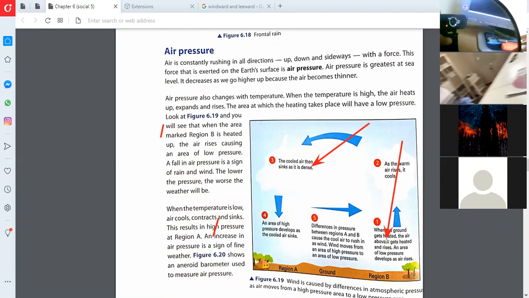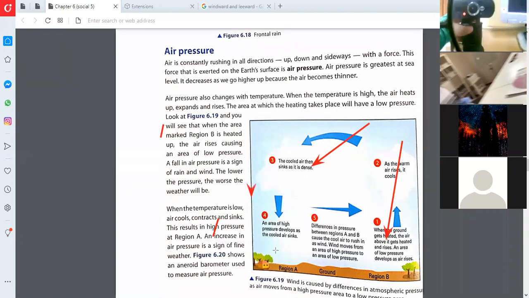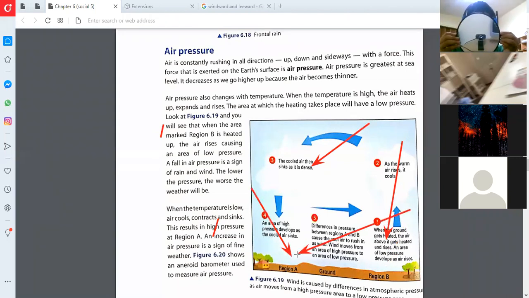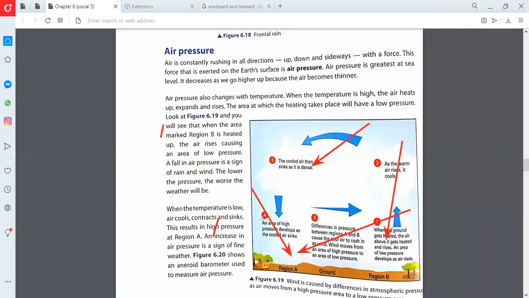So region A is the cold one. Which one is region A? This one. It's the cold one, and region B is the hotter one. And remember, in the hotter region we have low pressure, and in the cold region we have high pressure of air. So low air pressure at the hot region and high air pressure at the cold region.